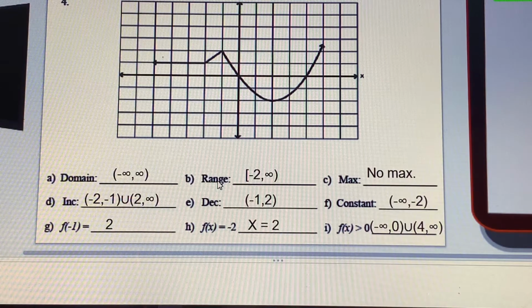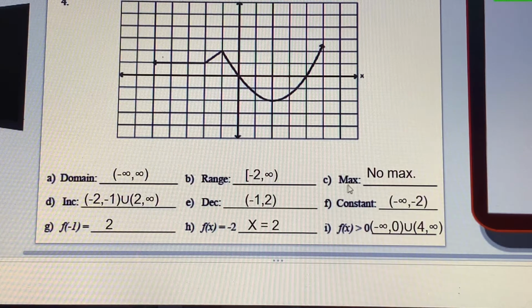Part B is asking you for the range. The range is your y values. So you pick the lowest y value. Okay, the lowest point is at y equals -2. That point is included. It's not an open circle there, so you use a bracket. And then the highest point is going to be here where the arrow is pointing upwards. So you're going to infinity, and then of course you use parentheses for that.